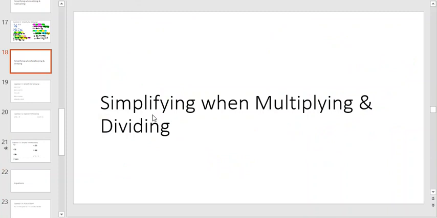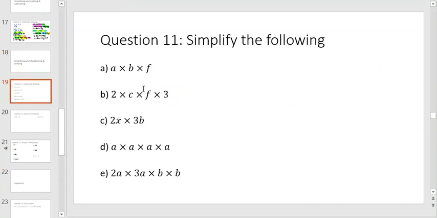Okay, our next section is on simplifying when multiplying and dividing. So I think the questions might be wrong, but I think this is question 10. But anyway, simplify the following. Have a go first.